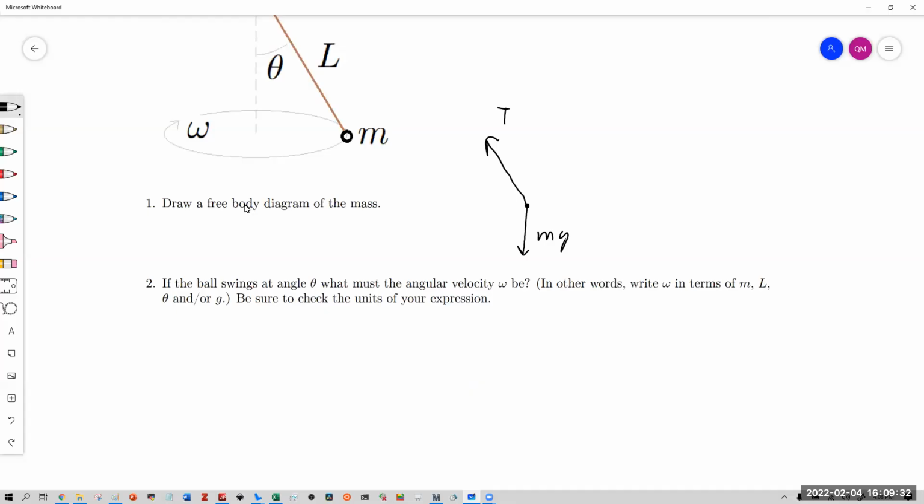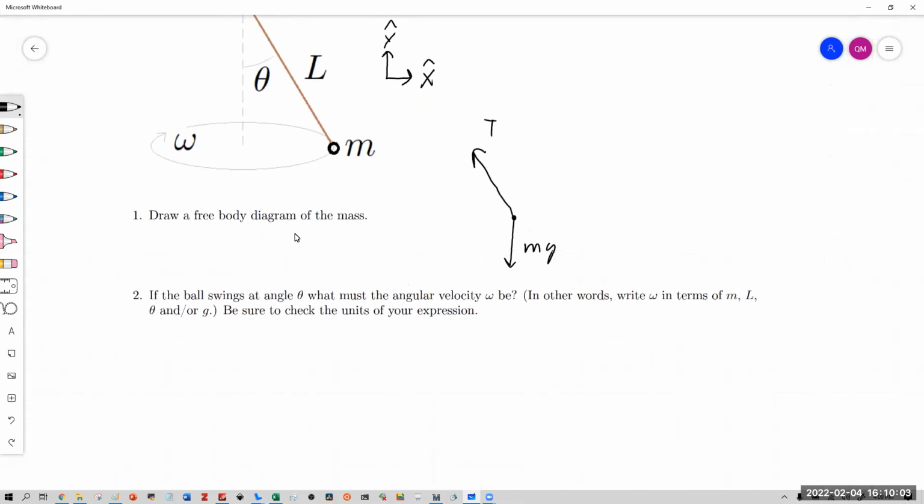Okay, so the second part is we are given this angle, theta, and we want to solve for the angular velocity, omega. First thing I'm going to do is apply F equals ma. That is, I'm going to write the sum of forces in the x direction and sum of forces in the y direction. In order to do that, I need to define an x and y direction. So I'm going to define x to be over and y to be up.